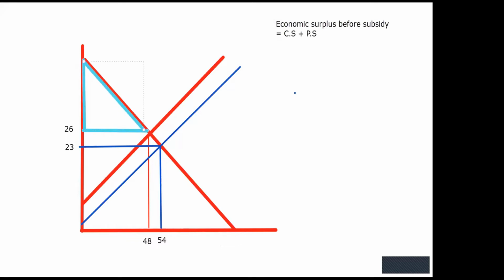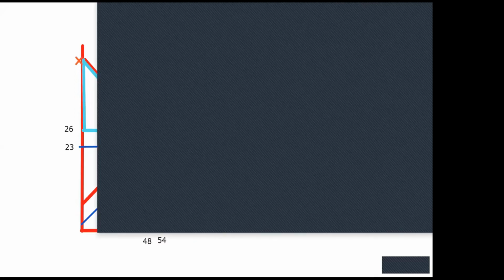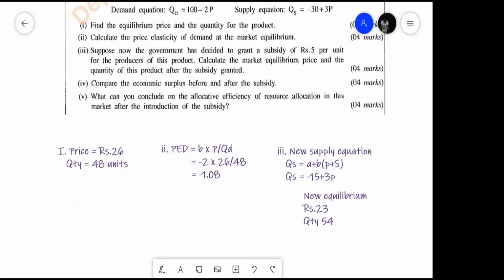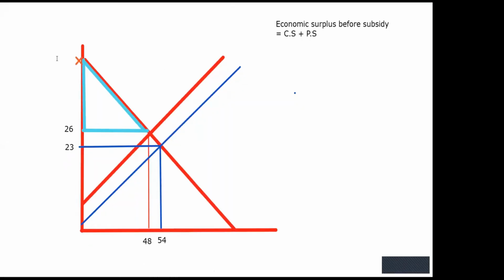Okay, so for that, first you have to find the maximum demand price, this price. So what is our QD equation? Our QD is 100 minus 2p minus 30 plus 3p, so 100 minus 2p, right? So this is 50. Consumer surplus before is equal to half into height, that is 50 minus 26, into the quantity, 48. In total, we get 576. Okay, 576.